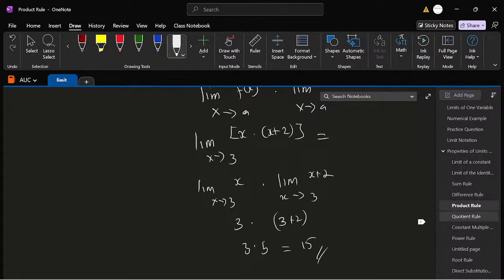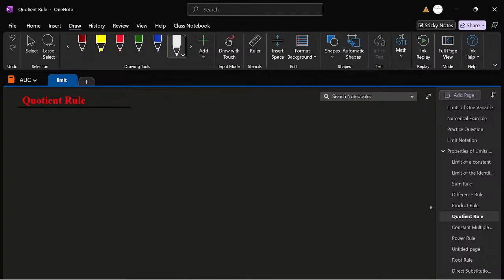Okay, so the same thing goes for the quotient. For the quotient, f of x will be equal to f of x over g of x. Here g of x cannot be 0, so you have to take note of this. Otherwise it will be undefined.